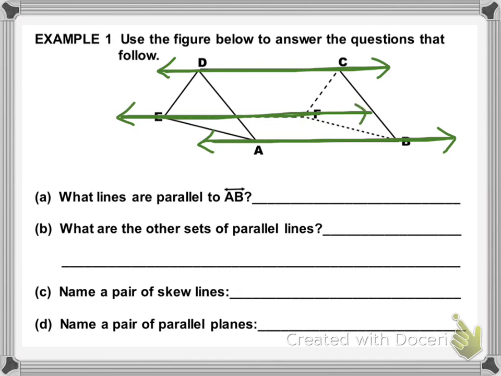Okay, and then the way that we show that those are parallel is, remember, we want to put that little arrow somewhere on the line. So as long as I have one of those on each of these, then that means all three lines are parallel to each other. So the other lines that are parallel are line DC and line EF. Remember, when you're naming a line, you need two points from the line with two arrows above it. B says, what are the other sets of parallel lines?